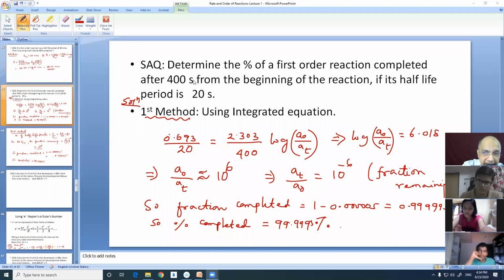Determine the percentage of the first order reaction completed, means gone, after 400 seconds from the beginning of the reaction if its half-life period is 20 seconds.